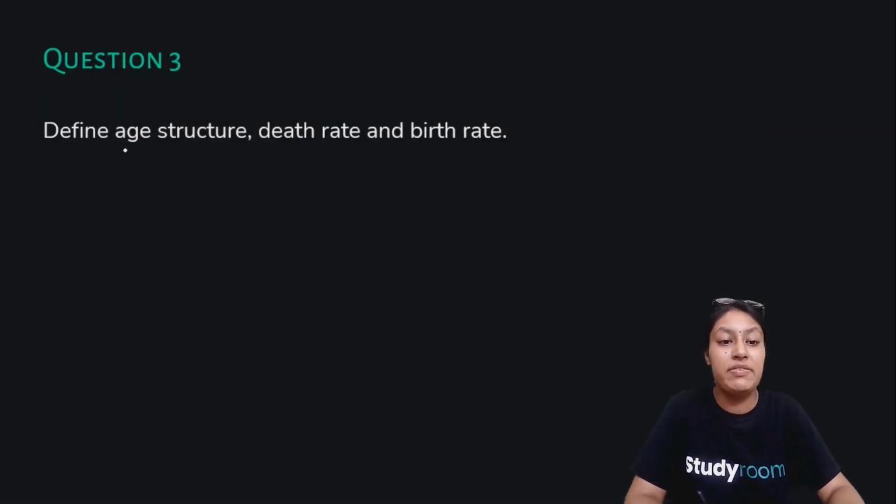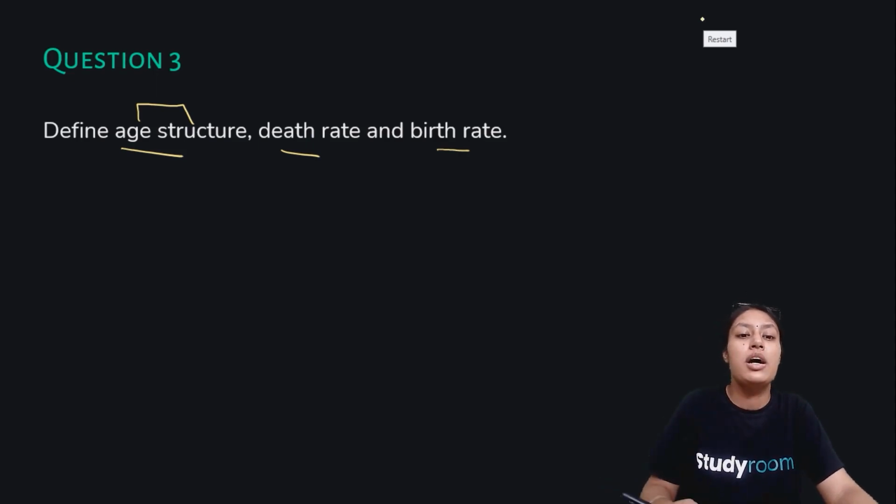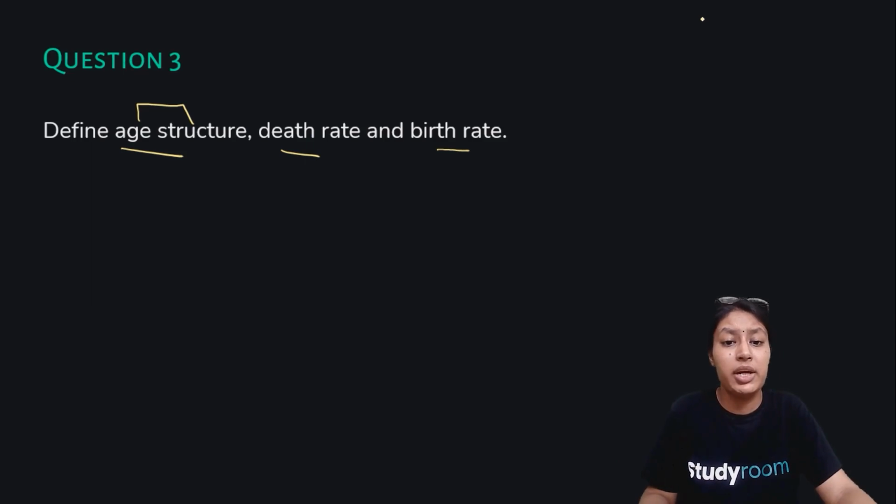Question number 3, define age structure, death rates, and birth rates. So, age structure is a composition of, or composition refers to an age group having different structural, different age patterns. Okay, or number of people in different age groups in a country.